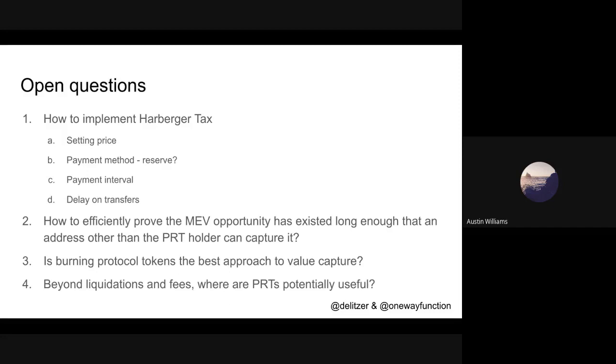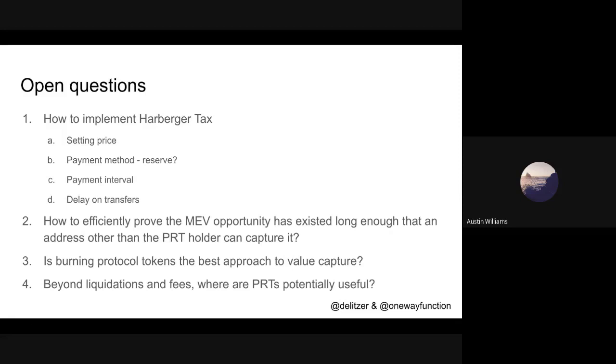But if you think of compound liquidations, it's not immediately obvious how they would do this, in particular restricting the rights to the first, let's say, 2 to 10 blocks of the token holder. How does the protocol know how long the account has been underwater? The answer is they don't right now, so it would require more fundamental changes to the protocol itself. You have to provide normal liquidators, who do not currently hold the PRT, some ability to prove that a given liquidation has been available for longer than the 2 to 10 blocks, which is not entirely straightforward to do.